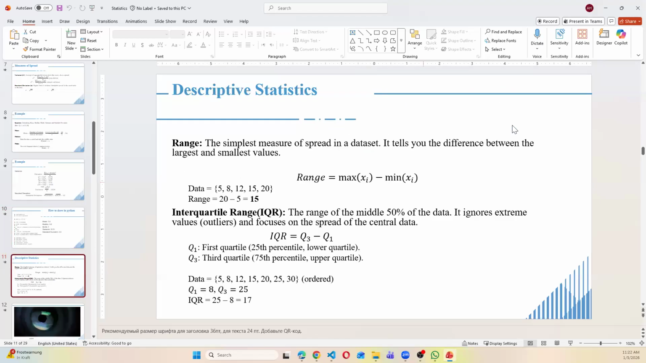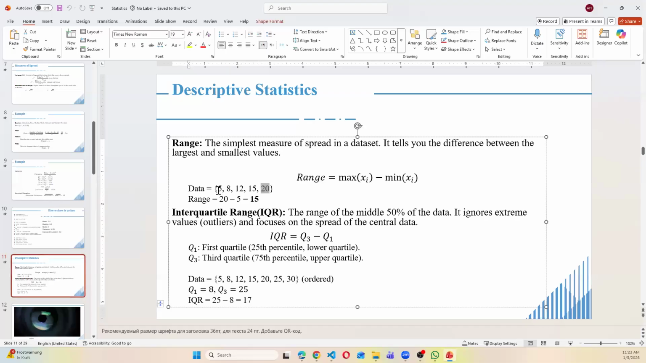Okay, that's perfect. So now we have here the simplest measure of the spread in a data set. So we have range. It tells you the difference between the largest number and the smallest number. So you can say range is equal to the max of this one. If you have an amount, you can take the maximum and the minimum. So it will give you 15.